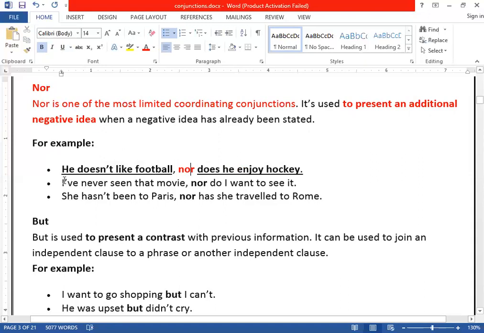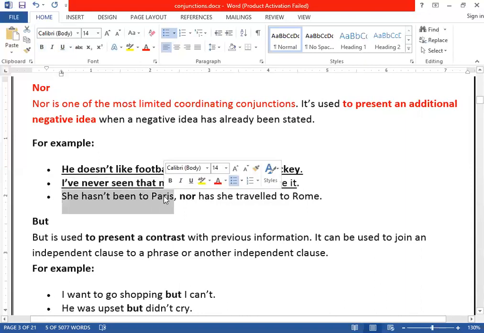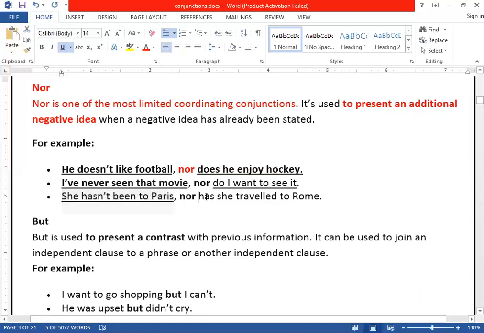I have never seen that movie. One independent clause, and then we have another one. Nor do I want to see it. Clear? But remember that we use nor at a time when the first idea is already negative, to add another additional negative idea. Like, she has never been to Paris, one clause. Nor has she traveled to Rome. So again, we have used a negative idea.